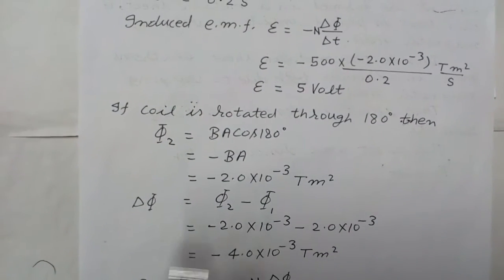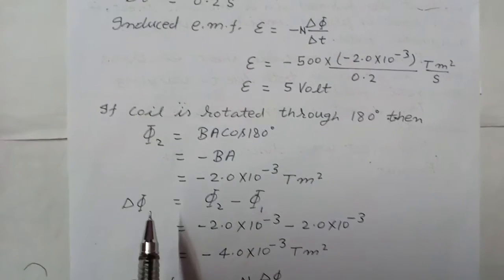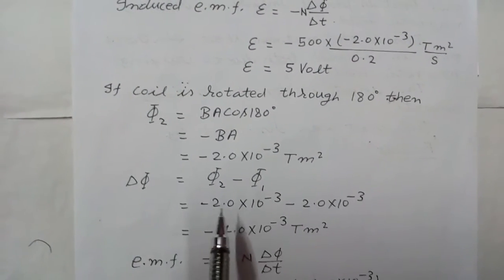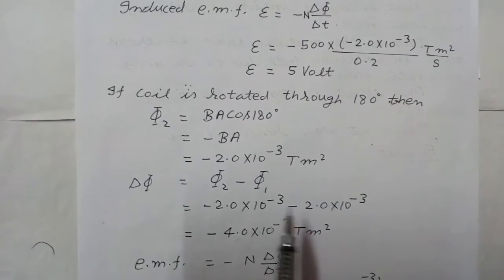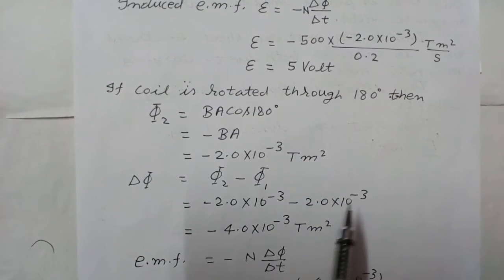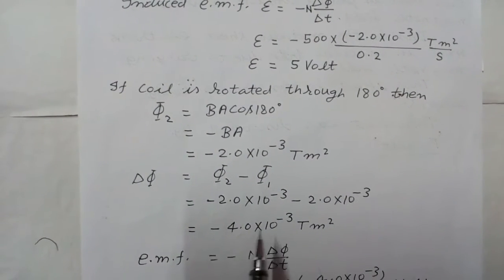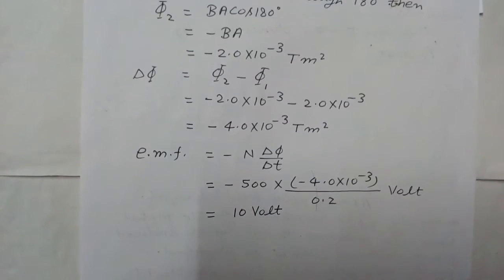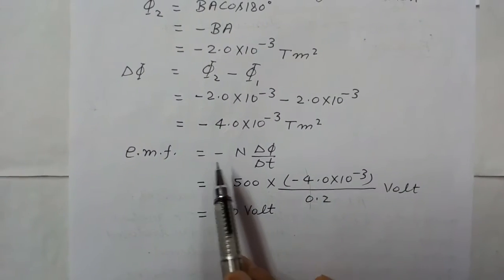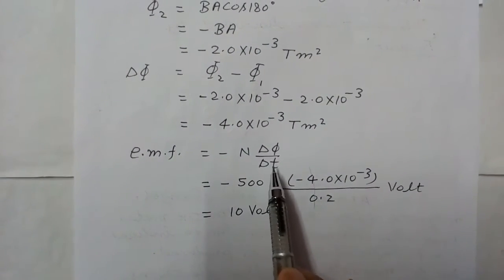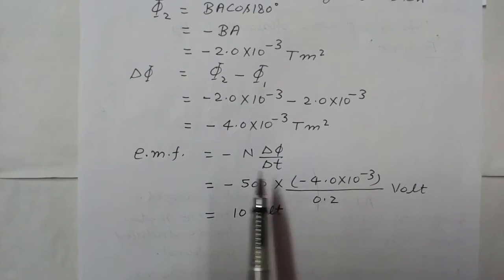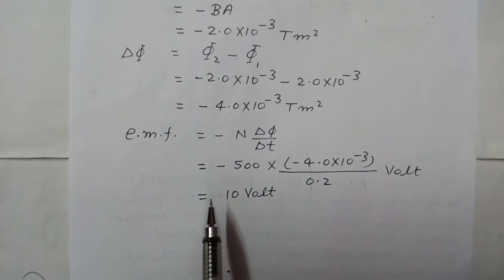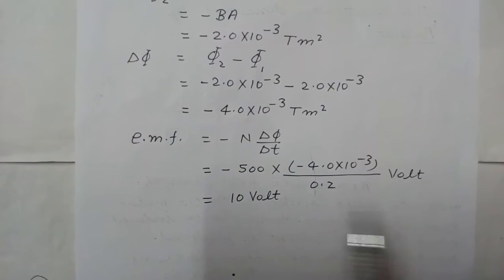So in this case, delta phi, the change in magnetic flux, is equal to phi 2 minus phi 1. This is equal to minus 2.0 × 10^-3 minus 2.0 × 10^-3, which is minus 4.0 × 10^-3 Tesla meter square. So EMF induced is equal to minus n delta phi upon delta t. Substitute the values of n, delta phi and delta t and solve it. In this case the average EMF is 10 volt.